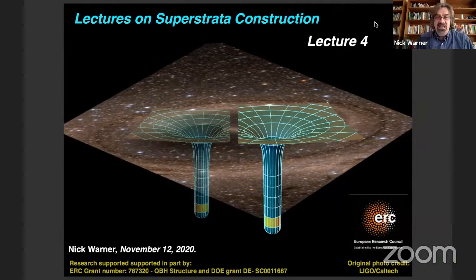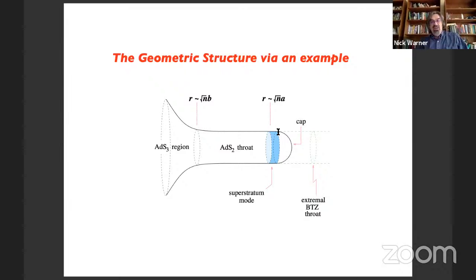So this lecture is really about looking at the geometric structure of a superstratum that you see throughout the literature. I just pulled this out of one of my more recent papers. But we'll do it by going through an example and talking about all the different steps and features. So I'm really going to look at what underlies this picture and pictures like it.